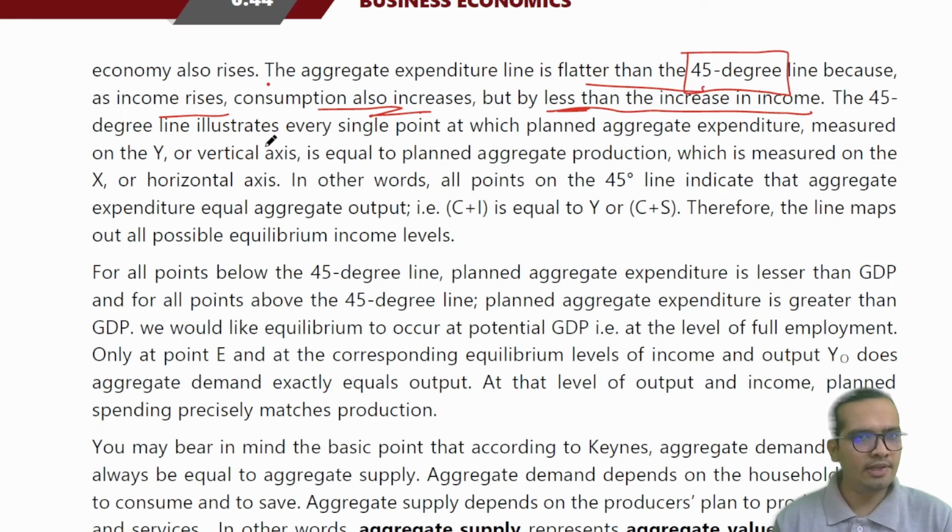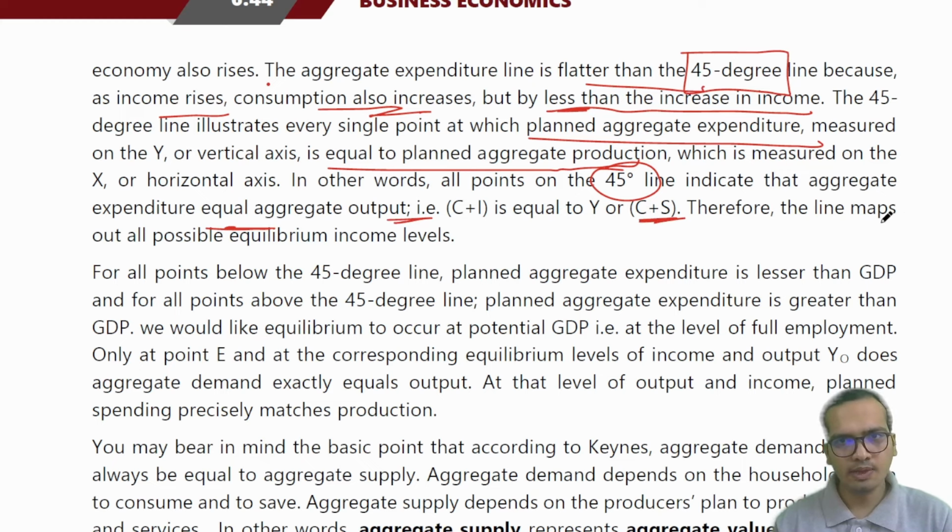The 45-degree line illustrates every single point at which planned aggregate expenditure, measured on the vertical axis, is equal to planned aggregate production, which is measured on the horizontal axis. In other words, all points on the 45-degree line indicate that aggregate expenditure equals aggregate output, that is, C plus I is equal to C plus S. Therefore, the line maps out all possible equilibrium income levels. For points below the 45-degree line, planned aggregate expenditure is lesser than GDP, and for all points above the 45-degree line, planned expenditure is greater. So the first case is the lesser one, the second one is the greater one.